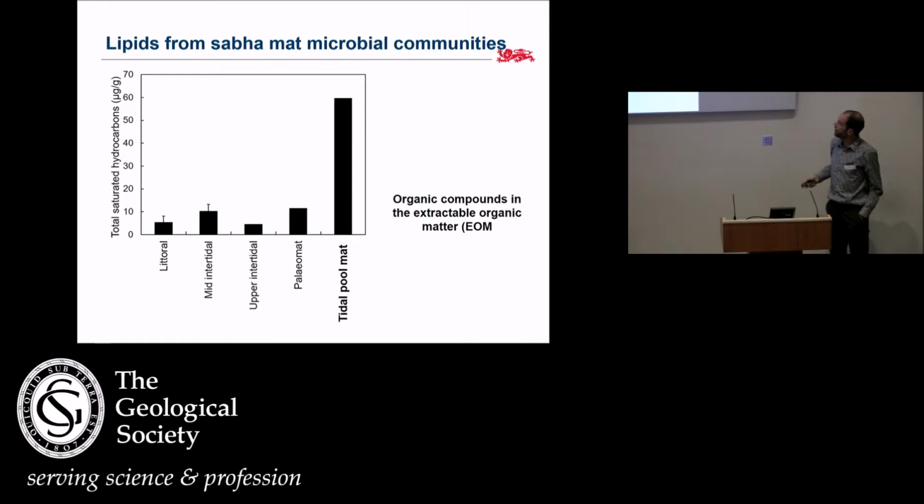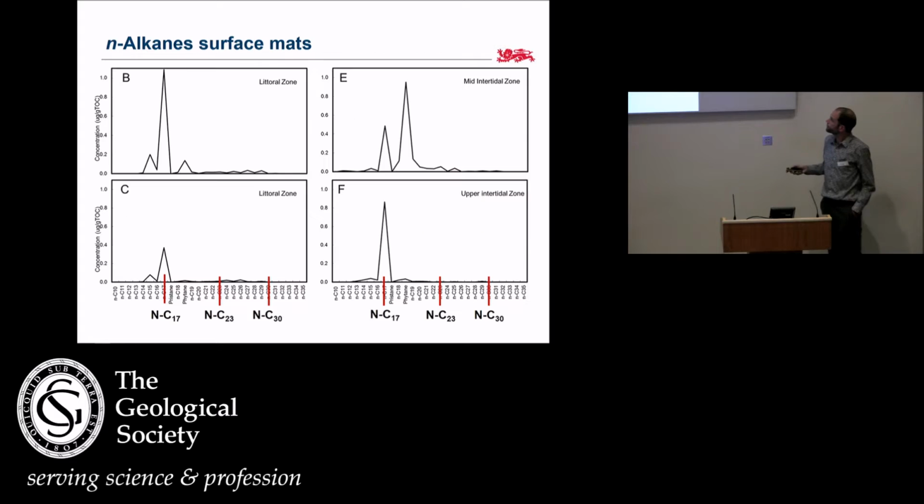So if you then look at the free hydrocarbons, so basically the lipids that are available now, we can see that we have a very high percentage of total saturated hydrocarbons in my total organic carbon in the tidal pool mat, and lower in the surface mats and in the paleo mats. So this is your extractable organic matter.